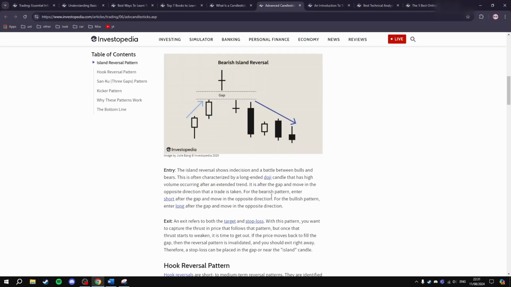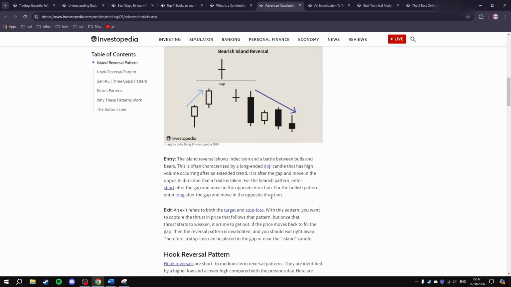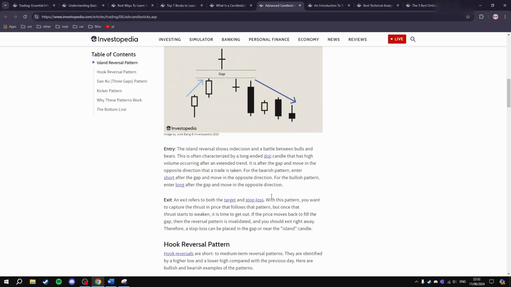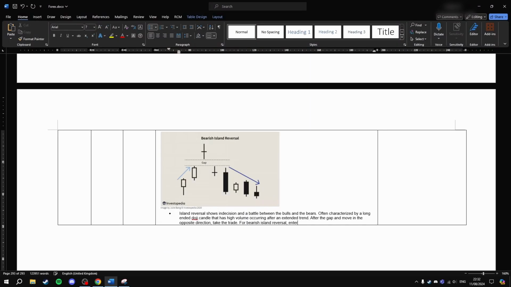After the gap and move in the opposite direction, for the bearish pattern, so for bearish island reversal, enter short after the gap and move in the opposite direction.